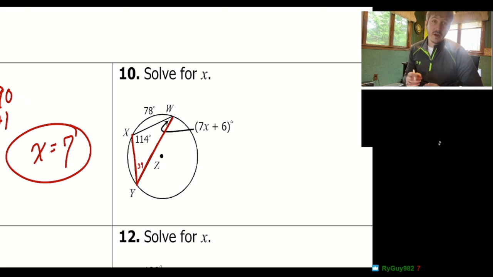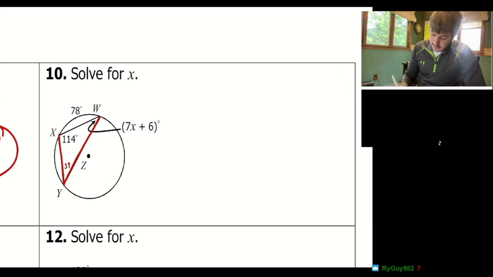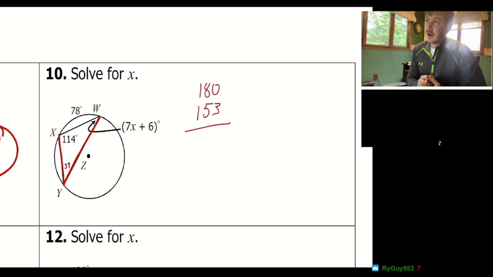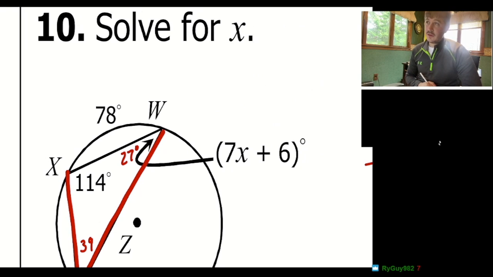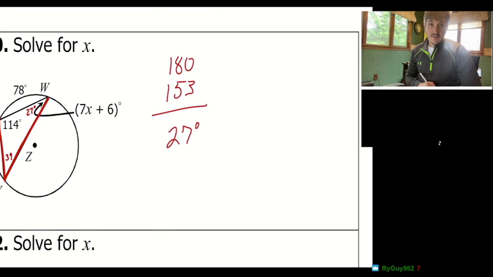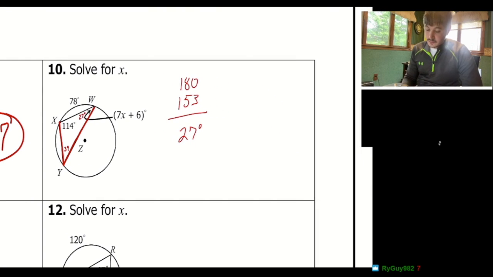And once you have angle W, you can set that equal to 7x plus 6. So we're going to add the 114 plus 39, and you get 153. So the sum of those two angles is 153. We're going to subtract that from 180 because the three angles on a triangle add up to that. We do that and we get 27. So that tells me that angle W is 27 degrees. It is also 7x plus 6. So that's a great opportunity. Now we can find the value of x by setting them equal to each other.